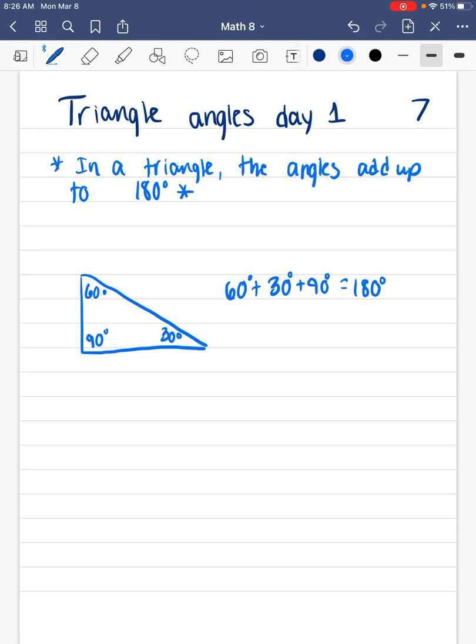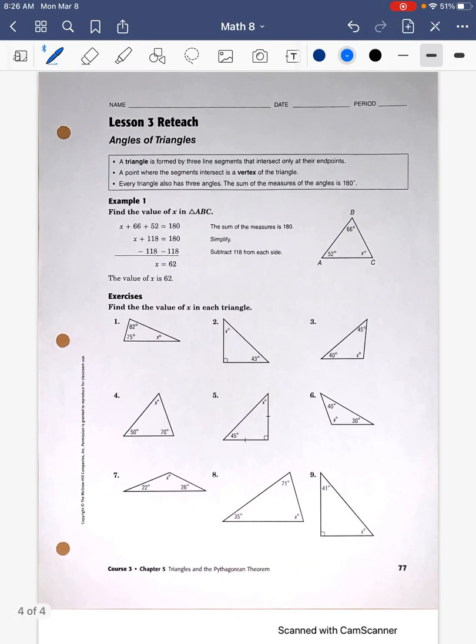So today we're not only going to be working with triangles that have a right angle, the right triangle, like we have been in Pythagorean theorem. We're going to have all different kinds of triangles. They're not necessarily going to have a right angle. So now we're going to go to our example page.